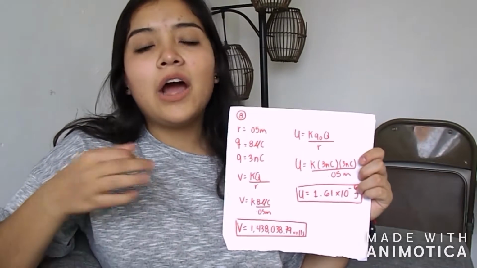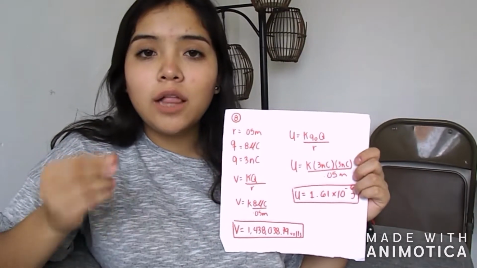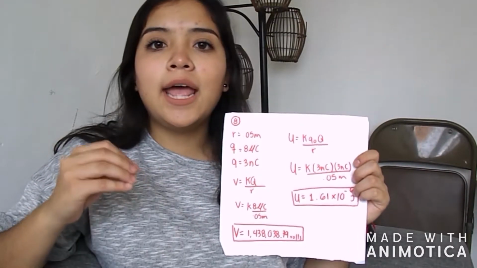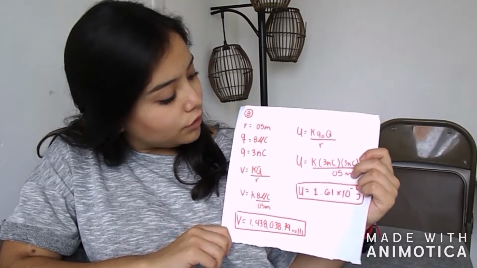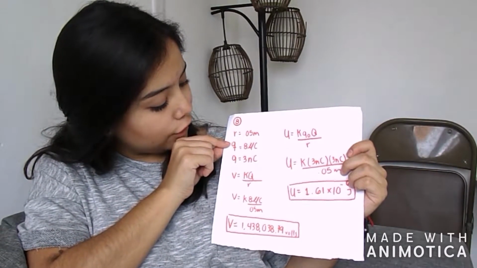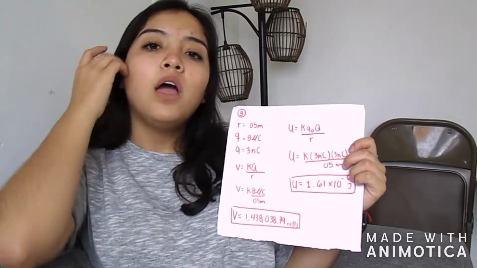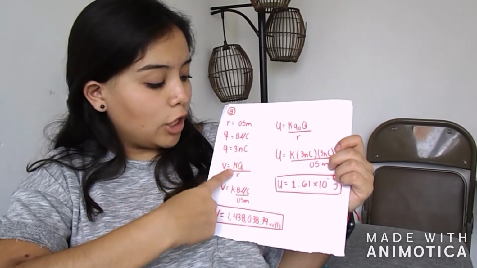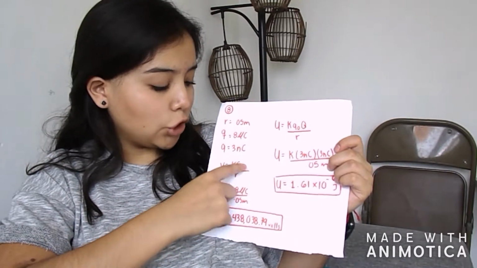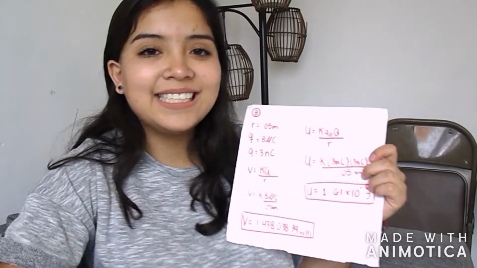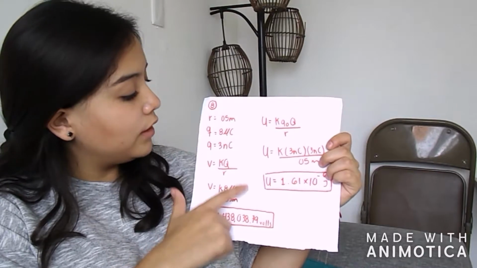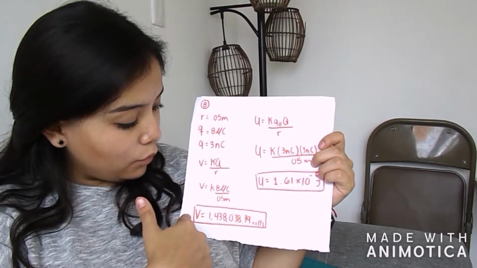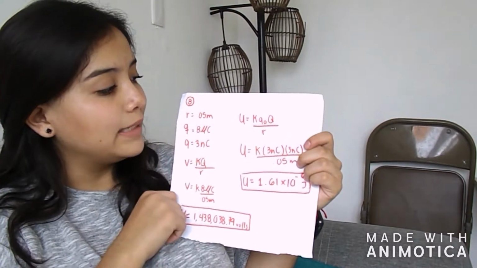In problem number 8, they are asking us for the electric potential of one charge, and with the other charge they are asking us for the electric potential energy. First of all, we have our data: distance, charge 1 and charge 2. For the electric potential, we're going to use the formula of voltage equals the constant times the charge over the distance, and we're going to substitute our values with charge number 1, that is 8 microcoulombs, and we have this result.